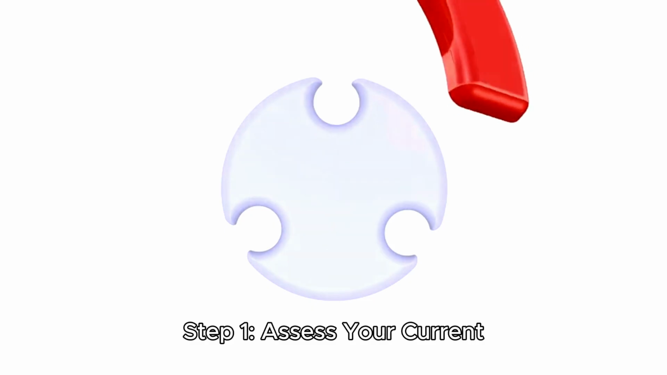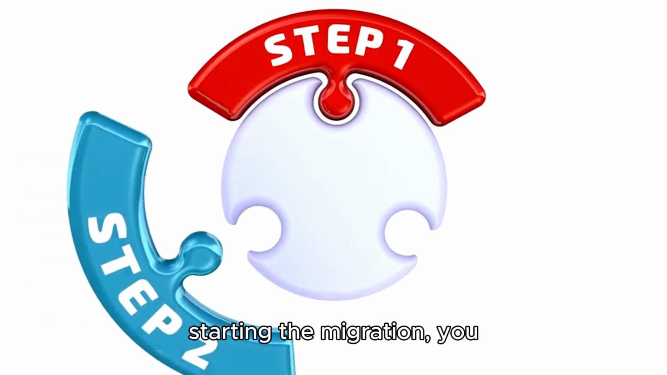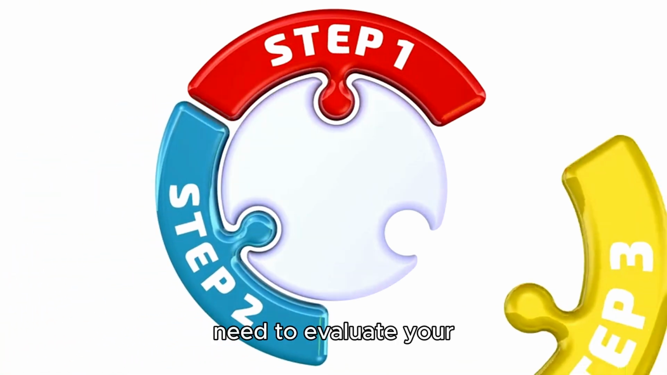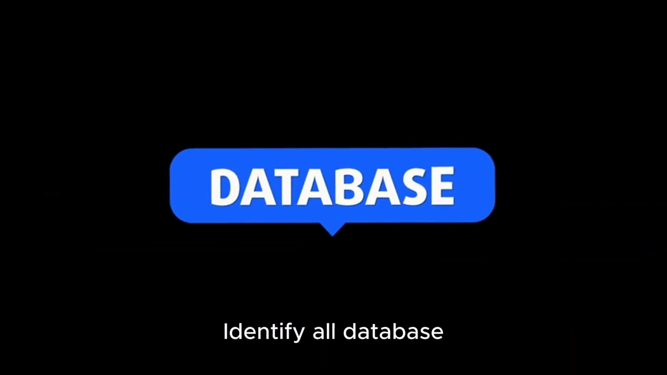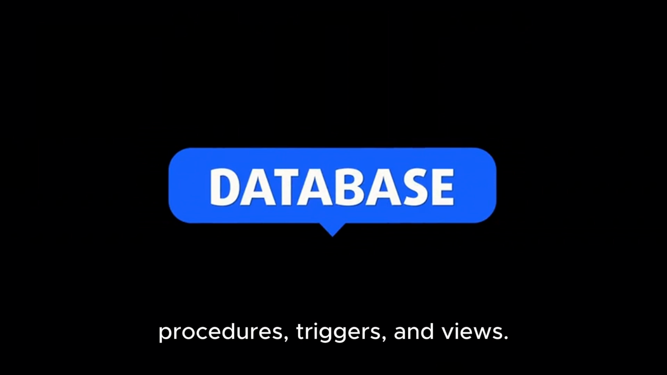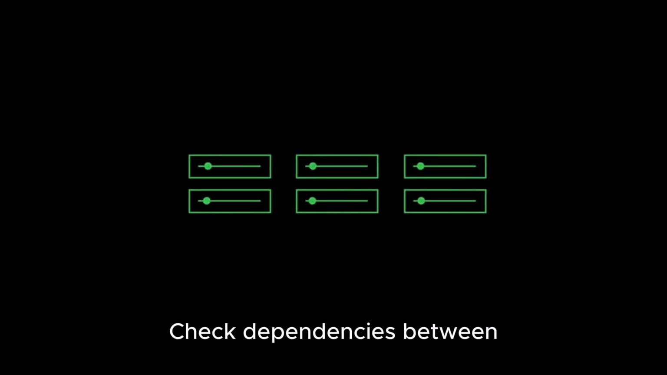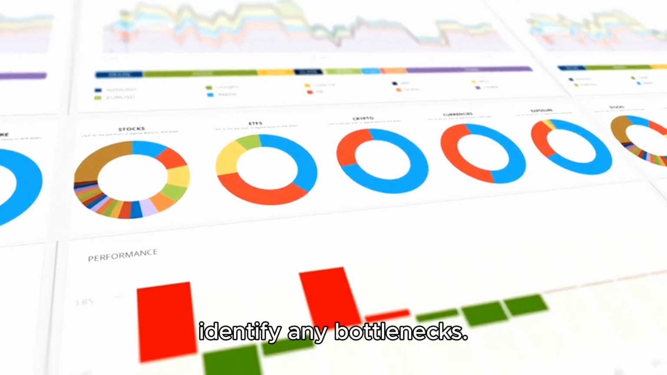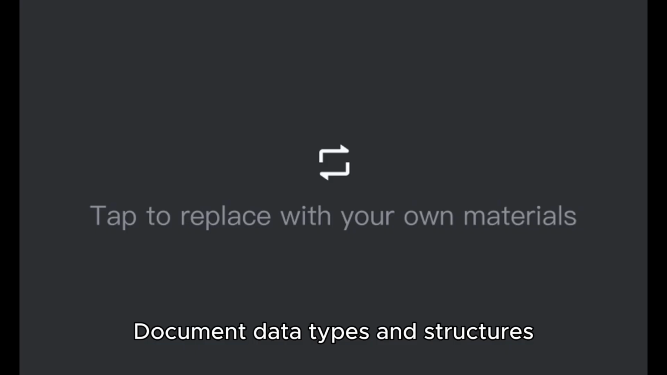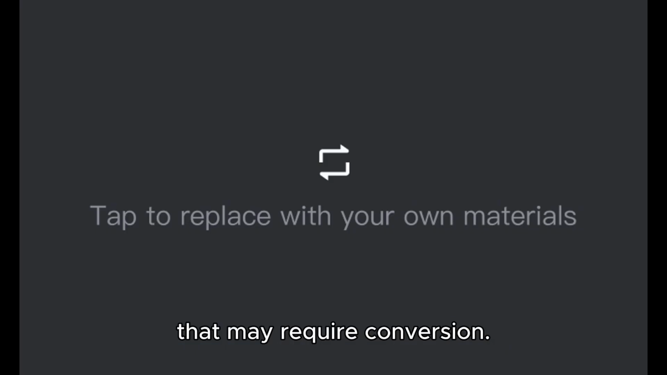Step 1. Assess your current Sybase environment. Before starting the migration, you need to evaluate your existing Sybase ACE database. Identify all database objects, tables, indexes, stored procedures, triggers, and views. Check dependencies between applications and the database. Analyze performance metrics and identify any bottlenecks. Document data types and structures that may require conversion.